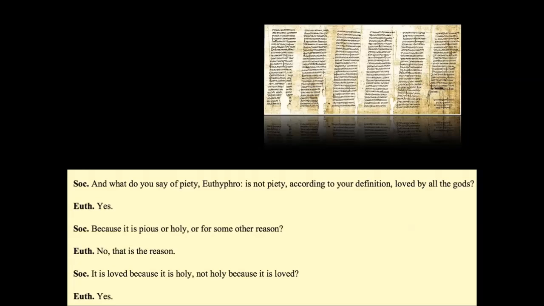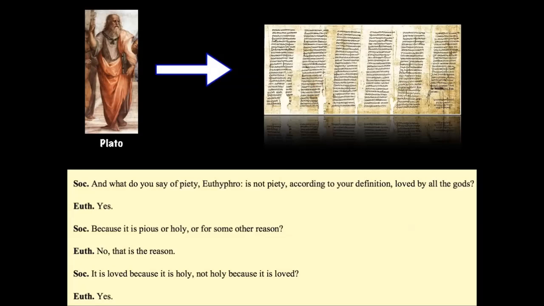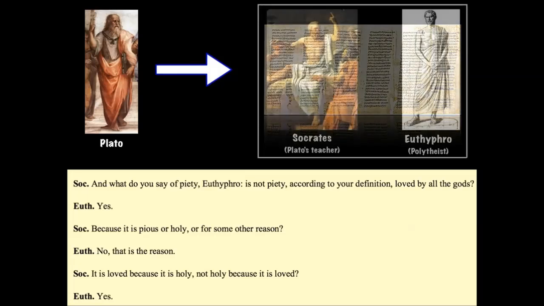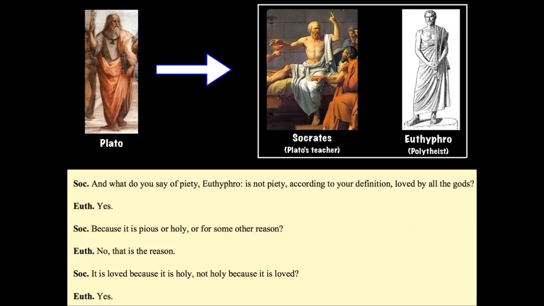Euthyphro's dilemma is found in the writings of Plato, who is describing a conversation between his master Socrates and a Greek polytheist called Euthyphro. Socrates asks Euthyphro in essence if the gods decide what is good, or if the gods recognize what is good. In other words, is goodness based on the opinions or actions of the gods, or do even the gods appeal to some sort of external standard to determine what is good and what is evil?